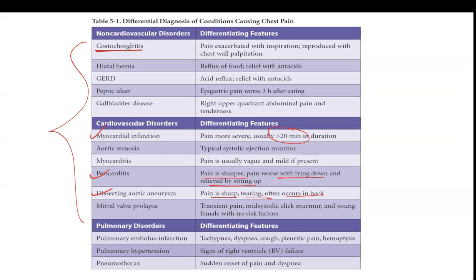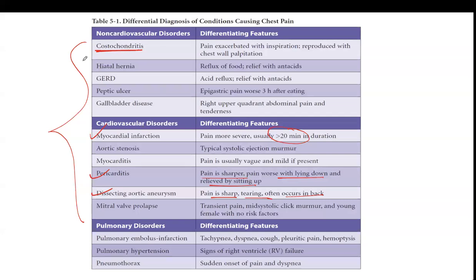Costochondritis is a pain which will also get worse with deep breath. But how to differentiate it from other pleuritic chest pain? Costochondritis is one of the few causes of chest pain where if you press on the chest, it will be tender to touch. So if you press on the chest and the patient says, yes, it's sore, that's likely to be costochondritis. So it is tender to palpate.